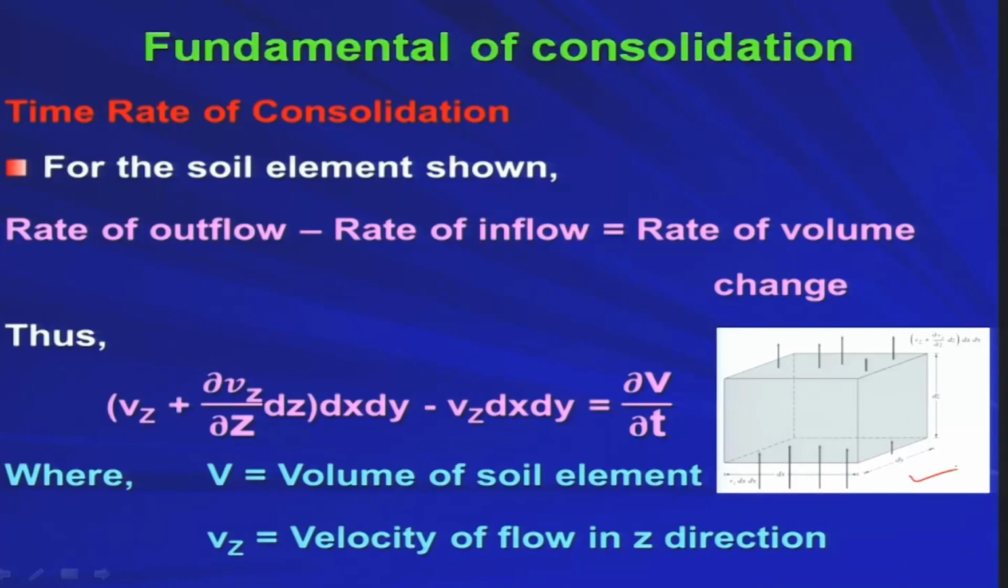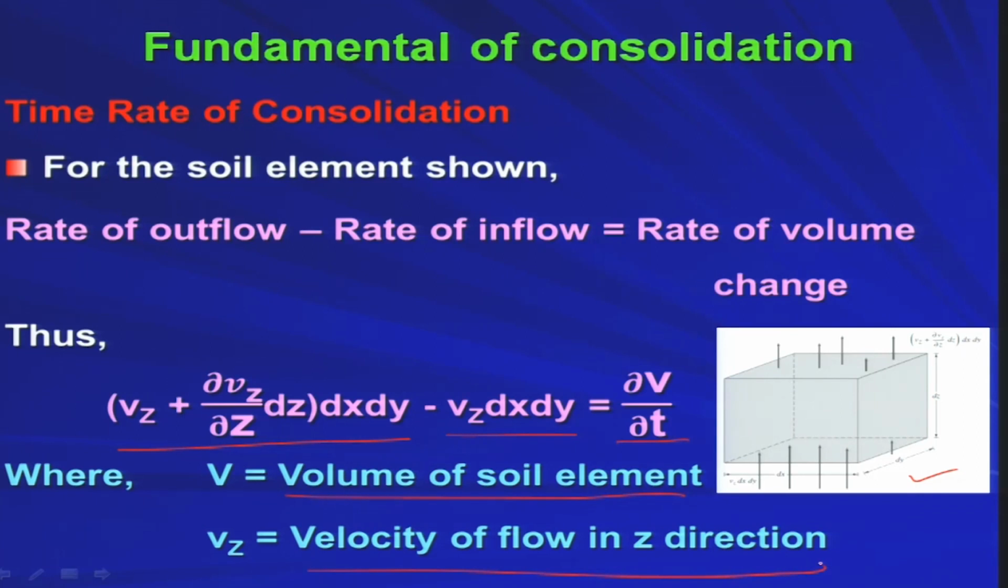So what is the rate of outflow? The rate of outflow is Vz plus ∂Vz/∂z dz, into dx dy, on that cross-sectional area dx dy where the flow is happening. That is the quantity of outflow. What is the rate of inflow? Rate of inflow is Vz into dx into dy, the amount of fluid entering the soil element. The difference is nothing but the rate of volume change, ∂V/∂t, where V is the volume of the soil element and Vz is the velocity of flow in the z direction.